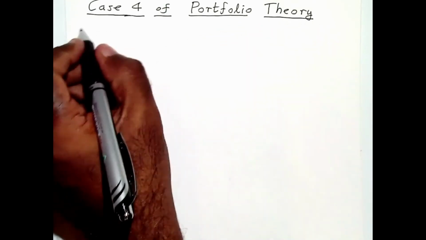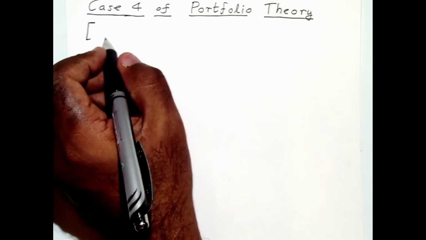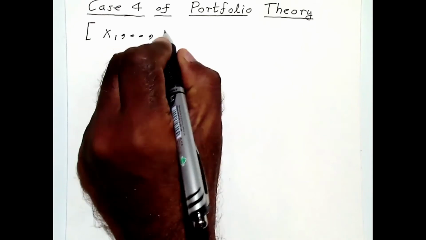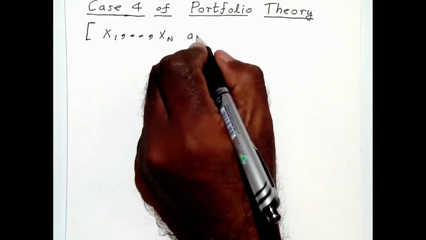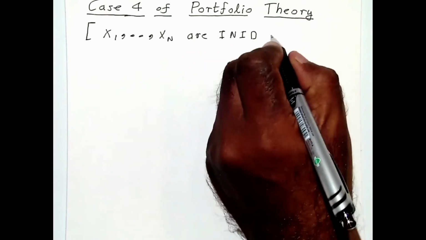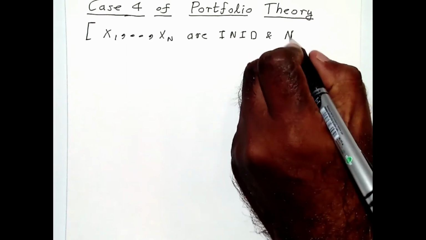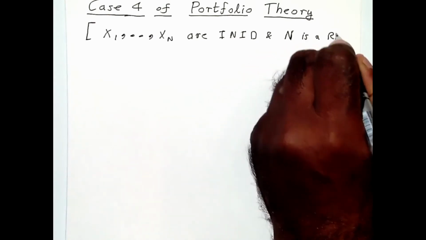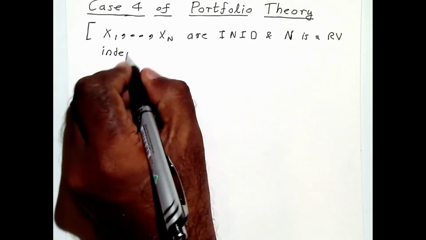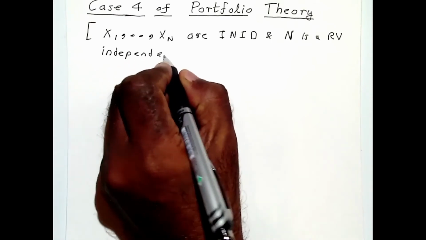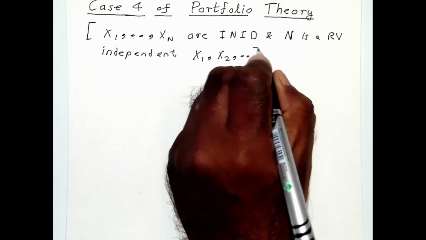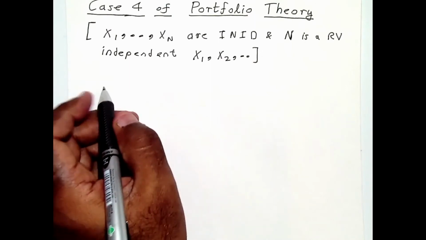Remember, case 4 is, just to remind you, where the losses X1 to Xn are INID, which means independent but not identical, and n, the number of investments, is a random variable. We must assume that N is independent of X1, X2, etc., otherwise we can't do the calculations.